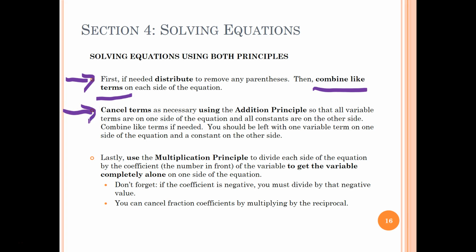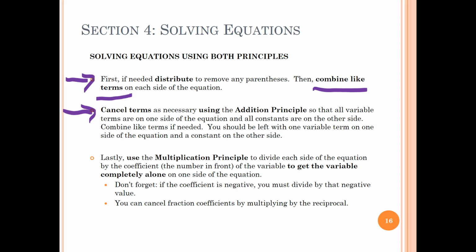Once we distribute and remove any parentheses, the next step is to combine like terms and now move those terms from one side of the equation to the other so that we have the same types of terms on each. So we do that by using the addition principle first. That's really the easiest way to do this. So notice here, what we want to do is take all of our constant terms and move them.